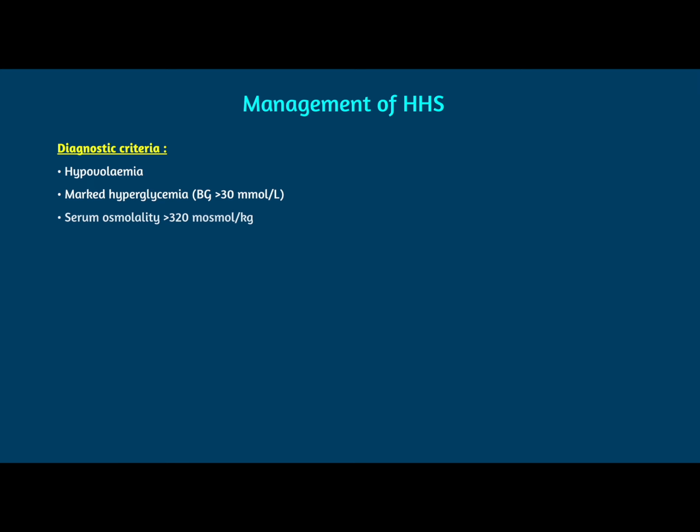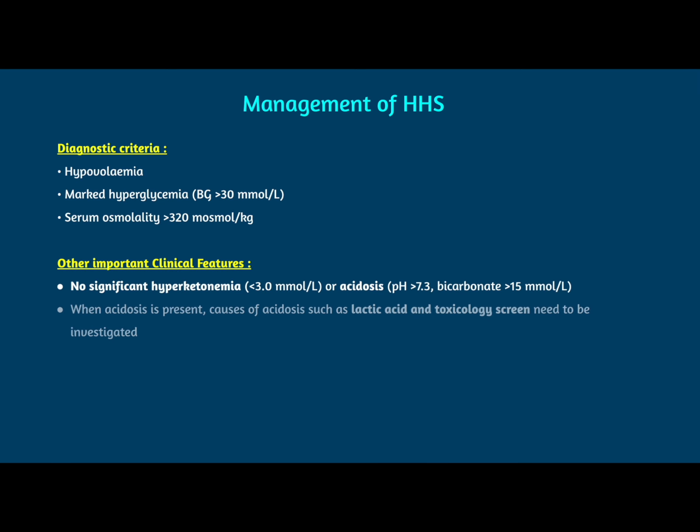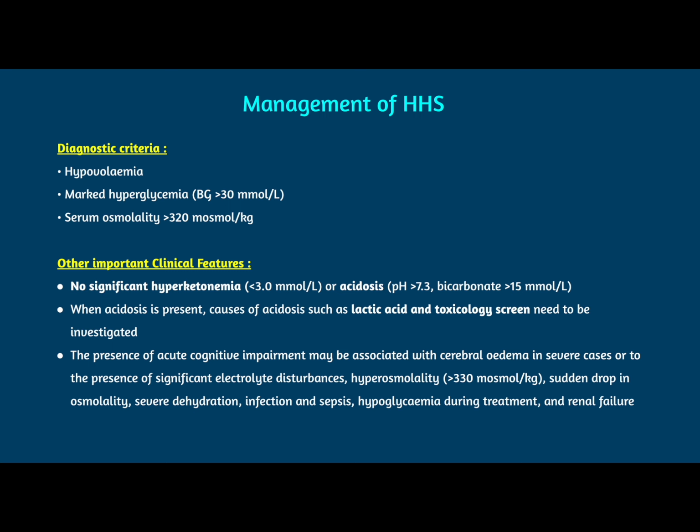Similar to the management of diabetic ketoacidosis, the management of HHS is about the same. The diagnostic criteria involved include hypovolemia, marked hyperglycemia. Typically, the blood glucose levels would be more than 30, and sometimes it will be very difficult to be picked up on the ambulatory capillary glucose monitor. And serum osmolality of more than 320 milliosmoles per kilogram. There is no significant presence of hyperketonemia or acidosis.